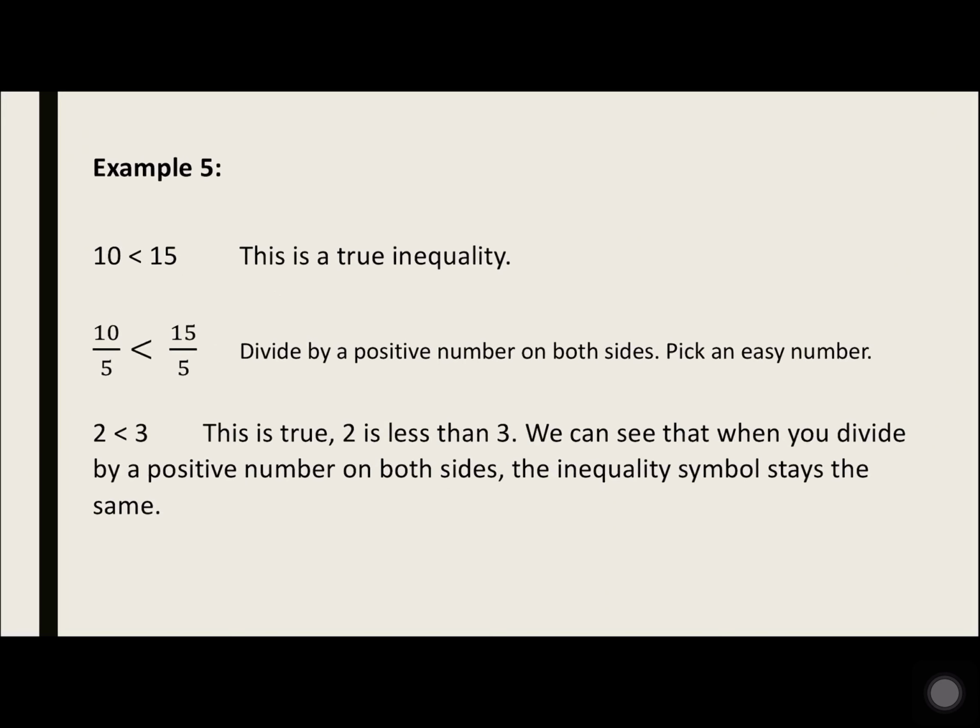Example 5. 10 is less than 15. This is a true inequality. Divide both sides by a positive number. Pick an easy number. 10 divided by 5 is 2. 15 divided by 5 is 3. 2 is less than 3. This is true. We can see that when you divide by a positive number on both sides, the inequality symbol stays the same.